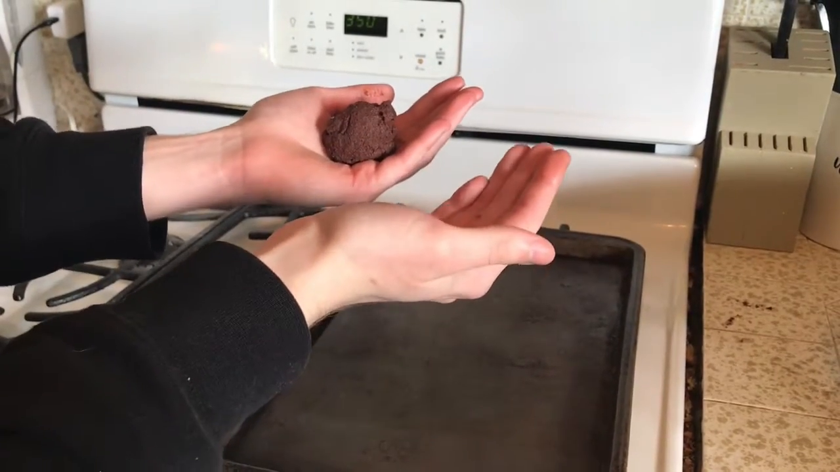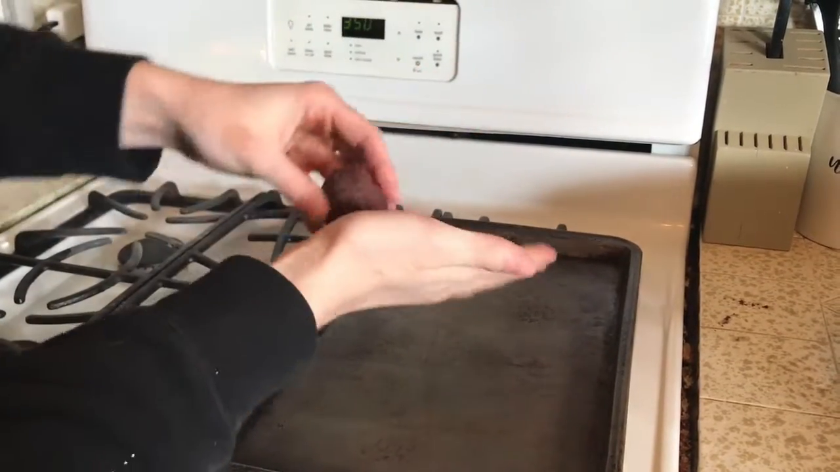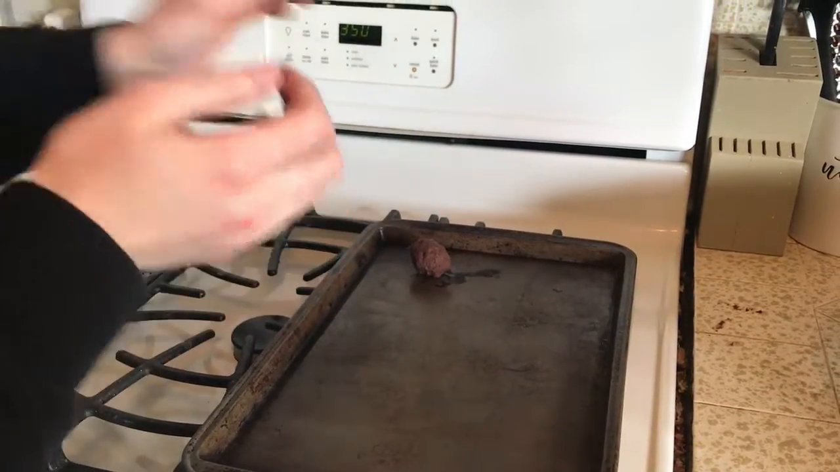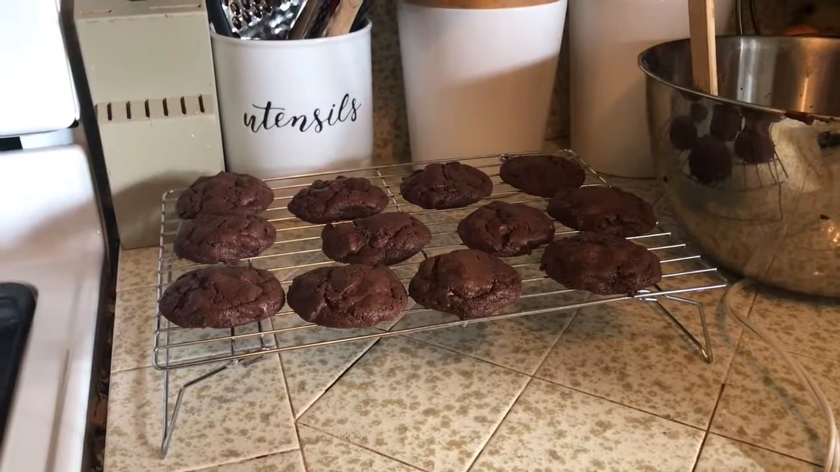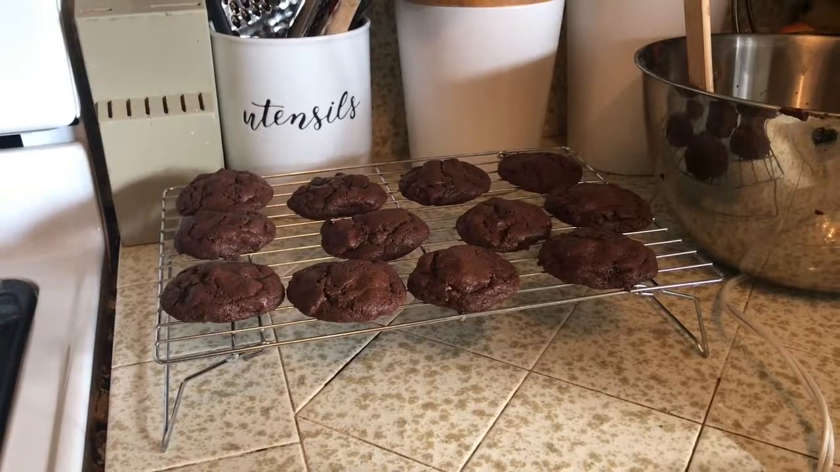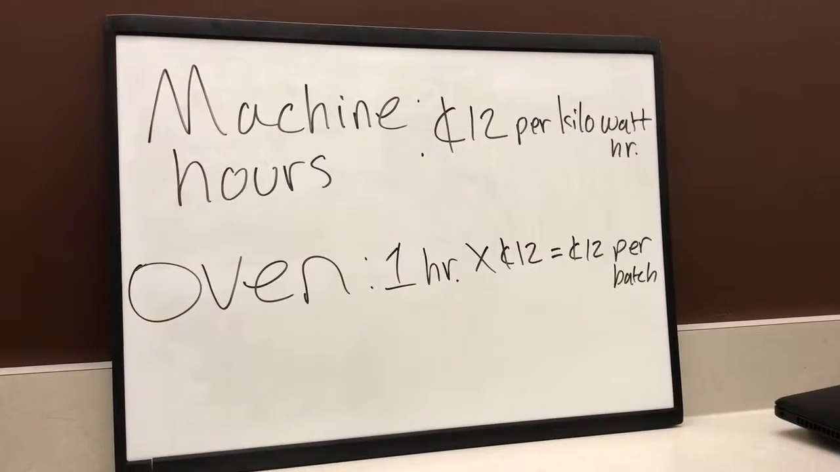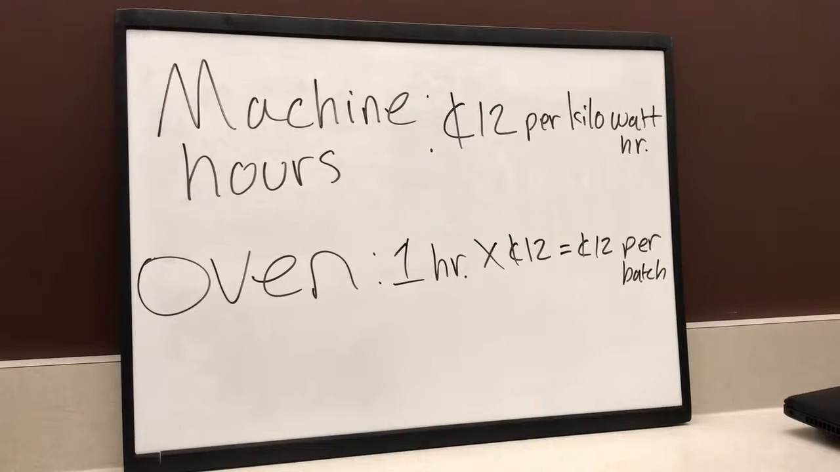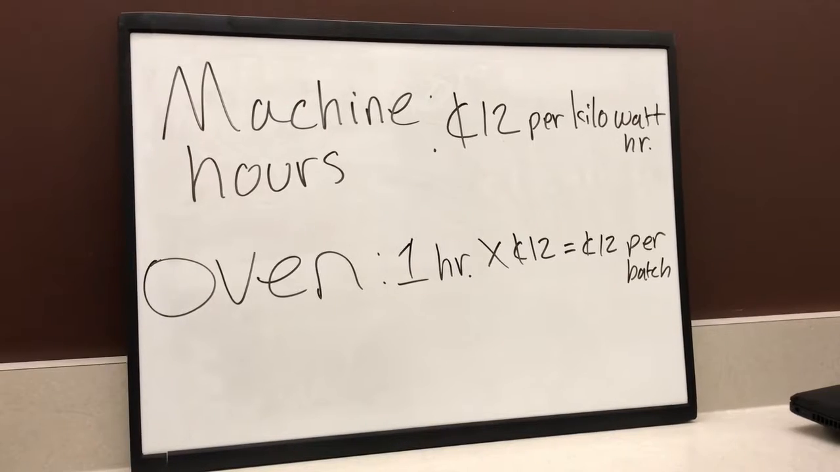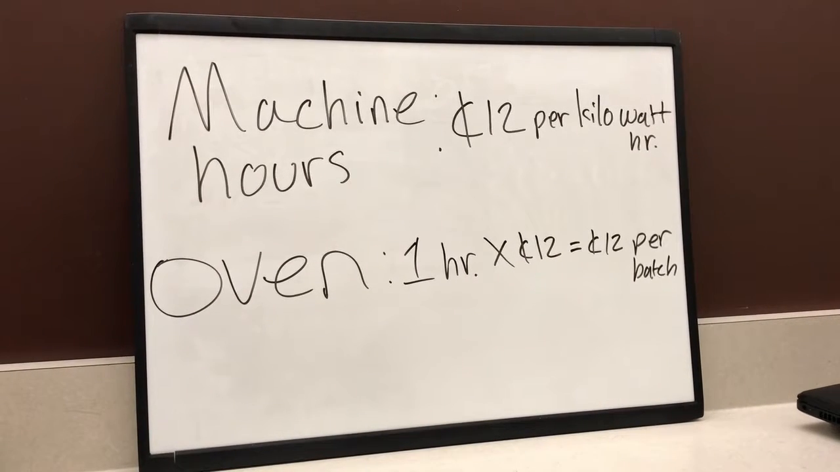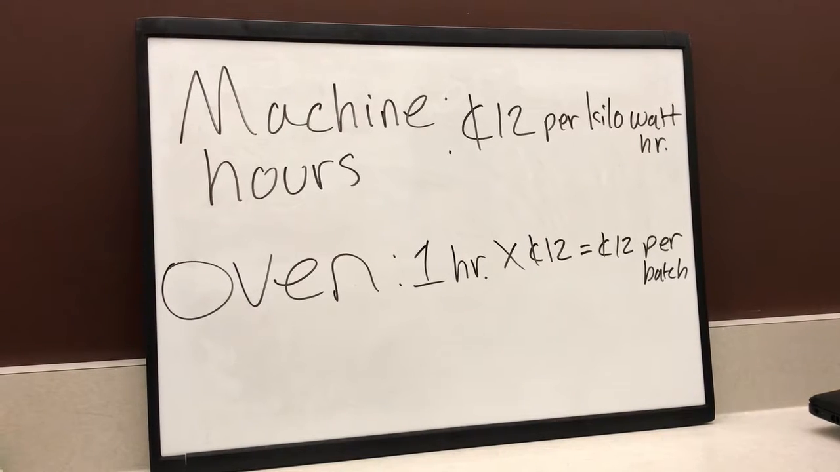Now it's time to roll the dough into balls. This recipe makes 18 cookies. Then you take the cookies out of the oven and let them cool. For our variable manufacturing overhead, the oven costs 12 cents per kilowatt hour. We use the oven for 1 hour. So that means 1 hour times 12 cents equals 12 cents per batch of cookies.